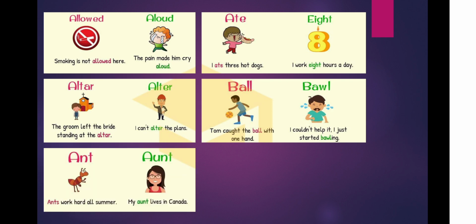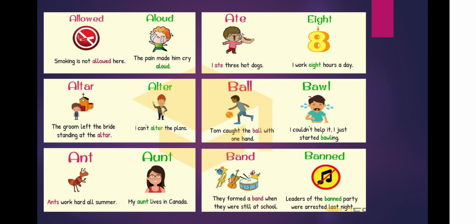So, ant and aunt. Okay, an ant is a small creature of nature. Ants work hard all summer. We all know that an ant never stops. It is always working and working. So aunt: my aunt lives in Canada. That is a relative.